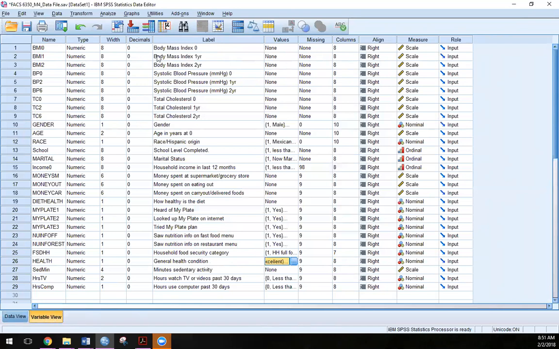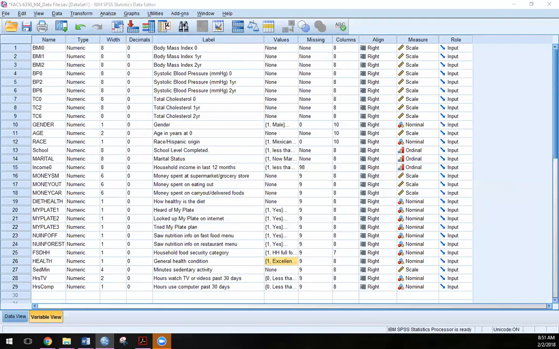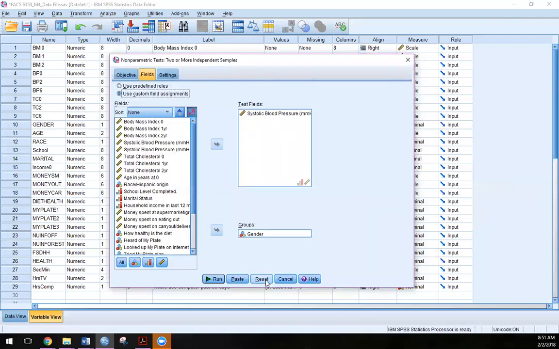Okay, so I said that I was going to do the Mann-Whitney-Wilcoxon rank sum test. So I have to go to Analyze, Non-Parametric Tests, and I knew I want independent samples because I wanted that Mann-Whitney. So I'm going to choose my independent sample, and it brings me to this. Well, I had already done it.